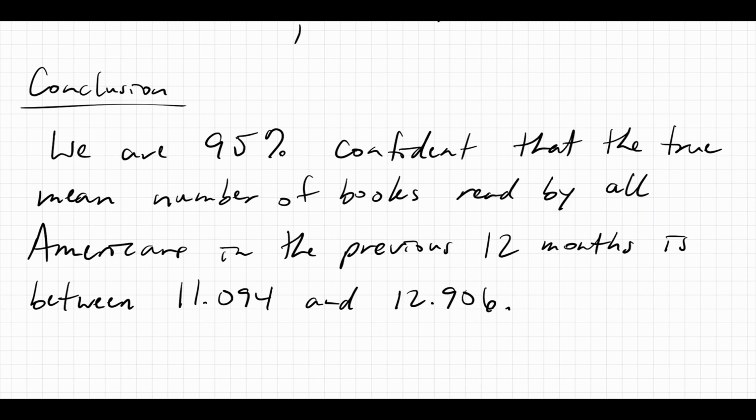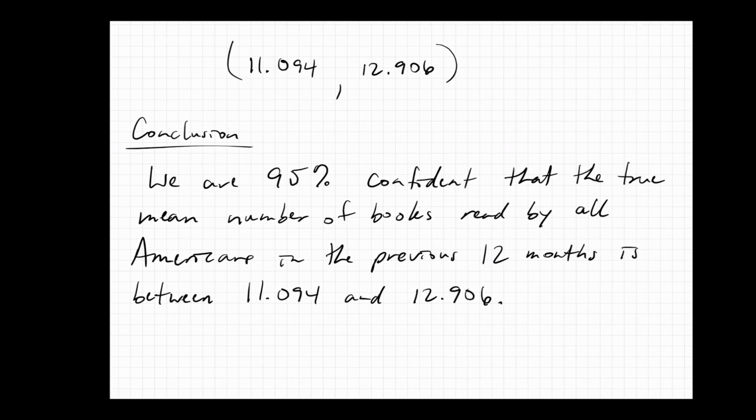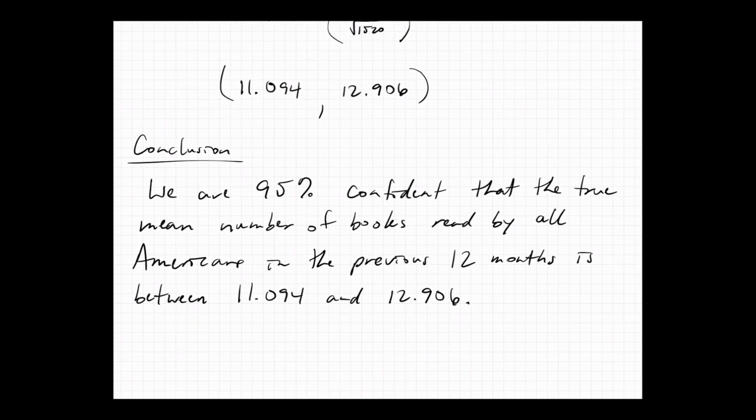We are 95% confident that the true mean number of books read by all Americans in the previous 12 months is somewhere between 11.094 and 12.906. So somewhere between 11 and 13 books, the average American has read. That's what that's saying. I'm 95% confident in that. Okay, and there's the fifth point for credit.